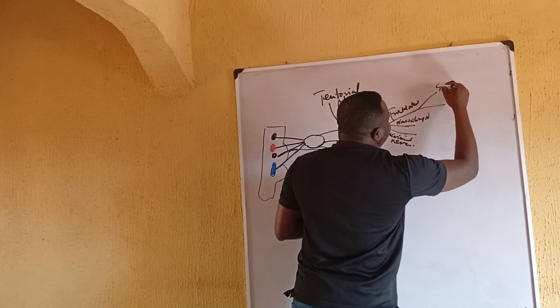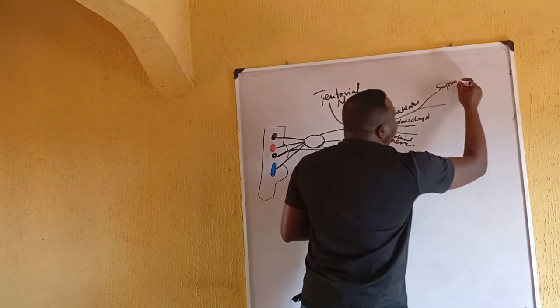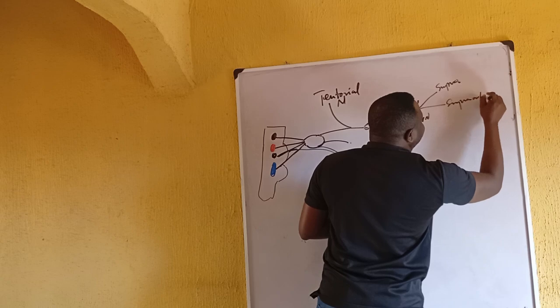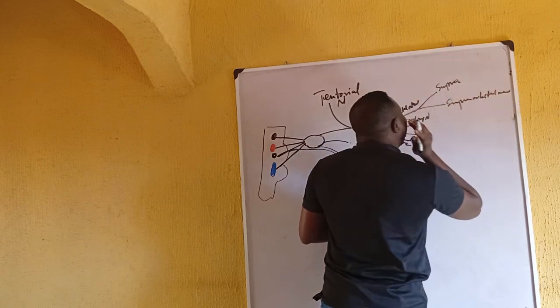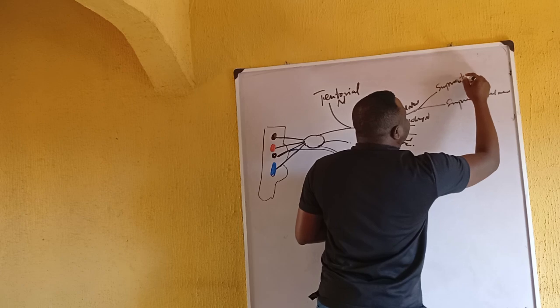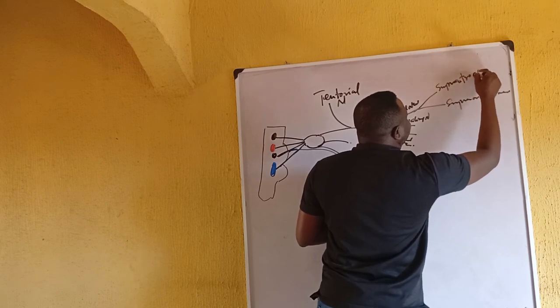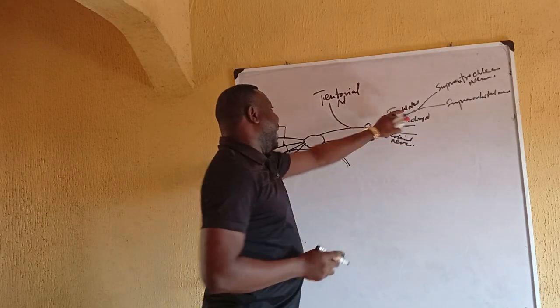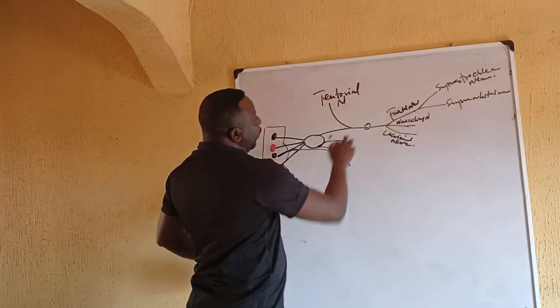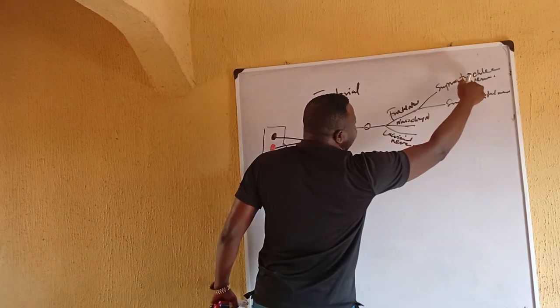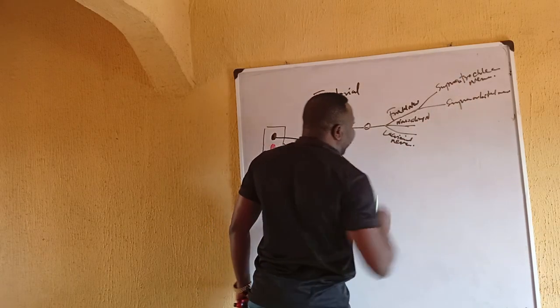We have the supraorbital nerve, and then we also have what is called the supratrochlear nerve. So the frontal nerve of the ophthalmic division is divided into two: the supratrochlear nerve and the supraorbital nerve.